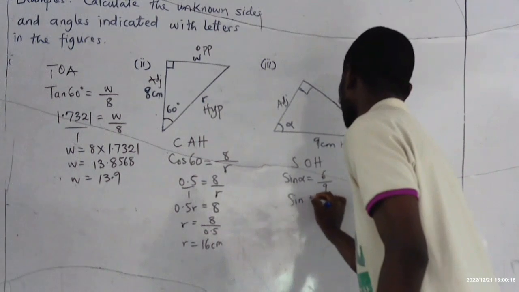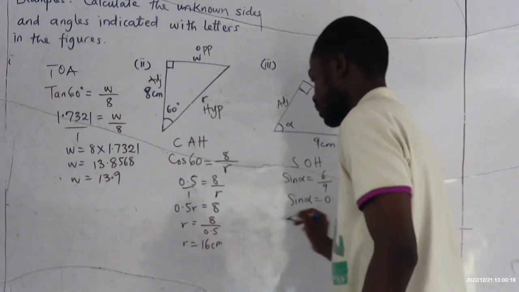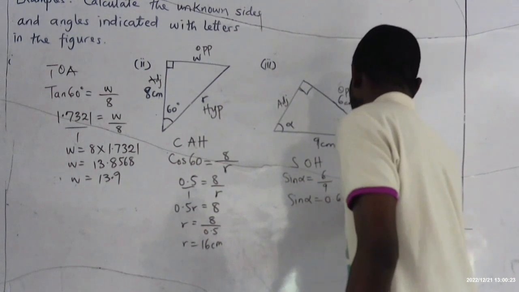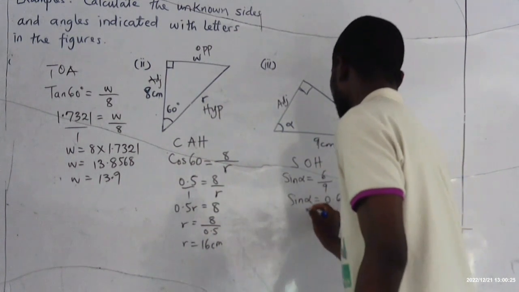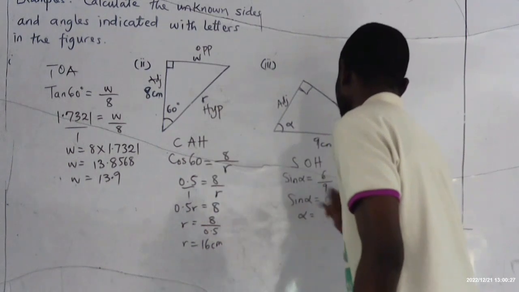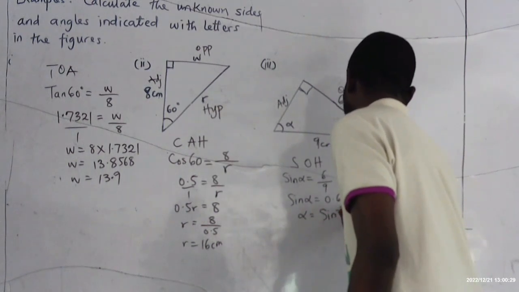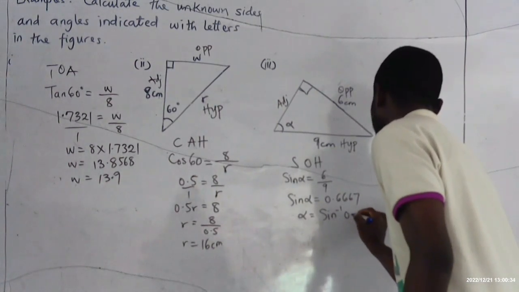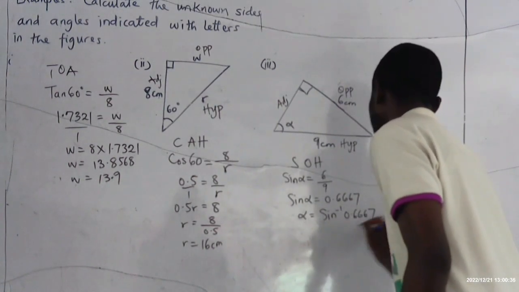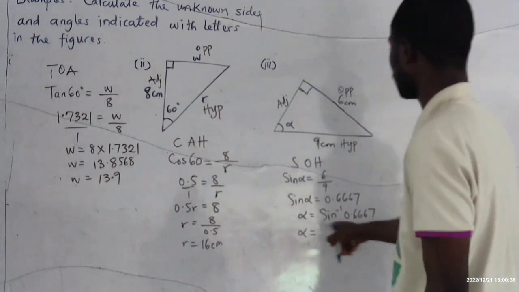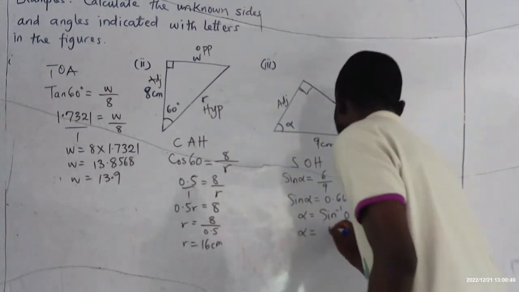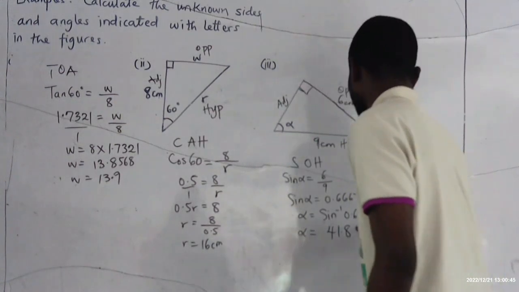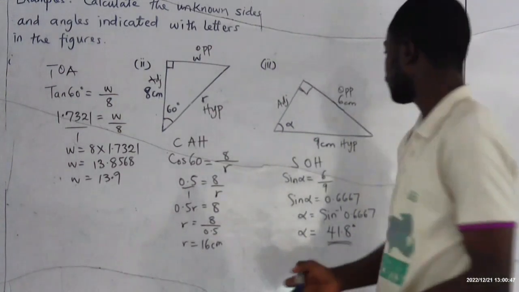So sine alpha equals 0.6667. So we need alpha. Alpha will remain here equals sine transfers here and becomes arc sine, like this, arc sine 0.6667. You can press that with your calculator, arc sine, and that will give you 41.8 approximately, 41.8 degrees, just to one decimal place.